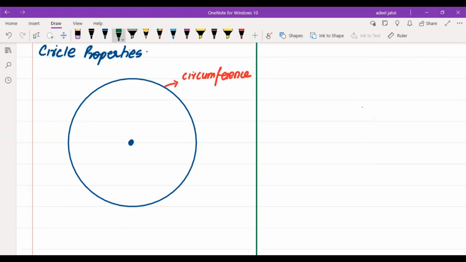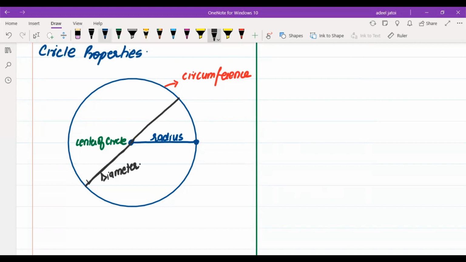Whereas this point is the center of circle. This thing is center of the circle. A line from the center of the circle to one point on the circumference is known as your radius. A line that connects two points on the circumference and crosses the center of the circle is known as your diameter.